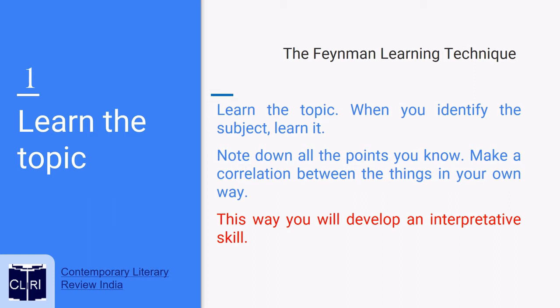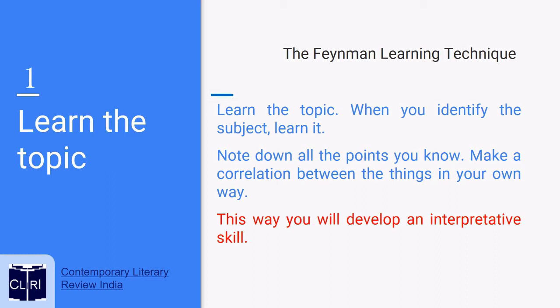When you identify your subject, learn about it completely and thoroughly. Once you think that you have learned your subject well, close all the books and all resources of information. Take out a notebook and note down all the points you have learnt about. Make a correlation between the things in your own language.